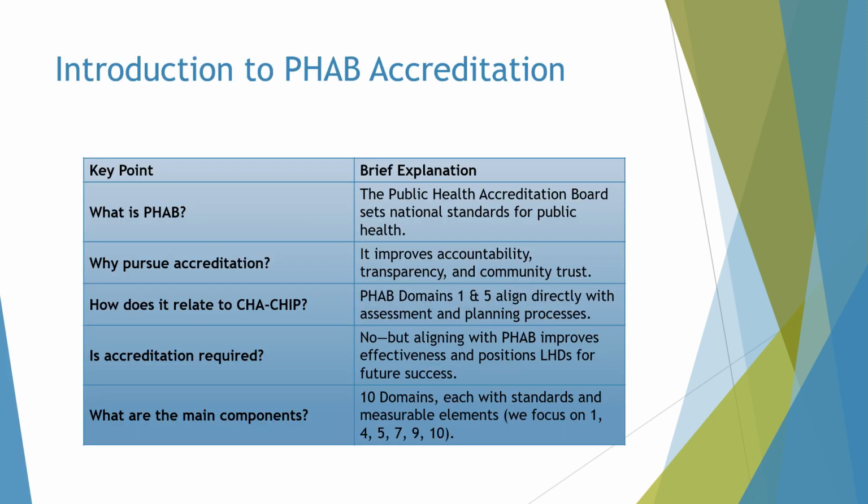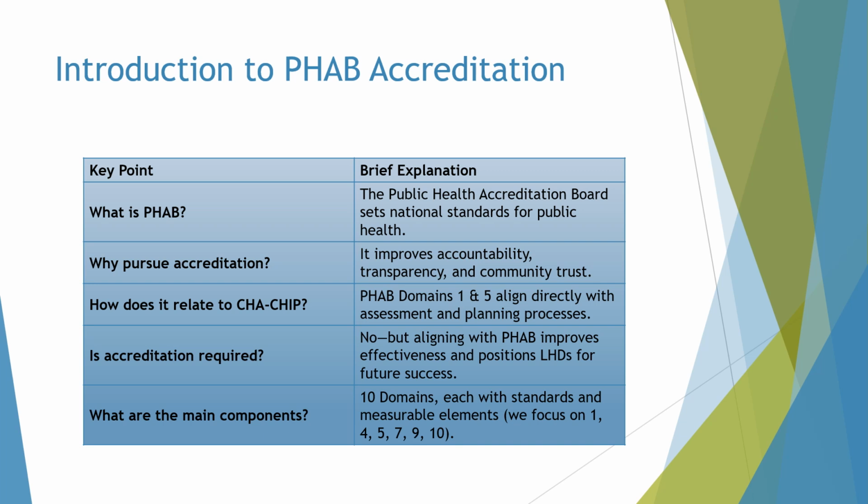In this module, you'll learn how to align your child CHIP activities with accreditation expectations. We'll cover key PHAB domains, documentation tips, quality improvement strategies, and how to overcome common barriers faced by local health departments. By the end, you'll have a clearer path forward for both meeting PHAB standards and making your documentation work for you, not just for a review team.